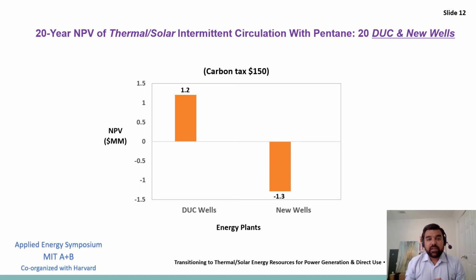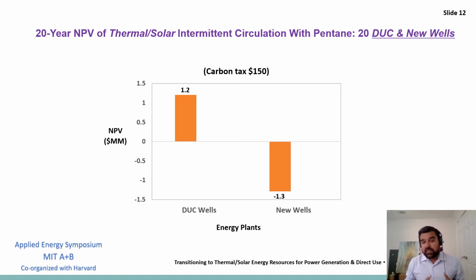Thank you, Jose. In this slide, we are trying to showcase the economic implications of geothermal energy. Here we are comparing a 20-year NPV of thermal solar intermittent circulation with pentane. Intermittent circulation is where you have 12 hours of geothermal injection and then 12 hours of solar power production. The scenario is 20 duck wells versus 20 new wells.